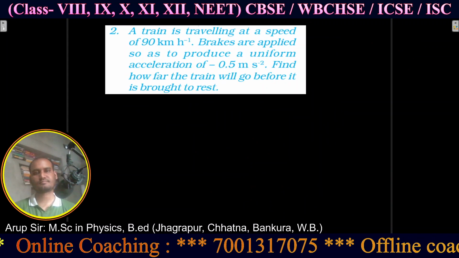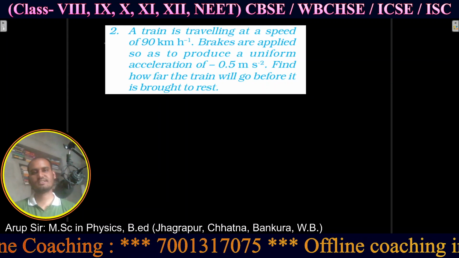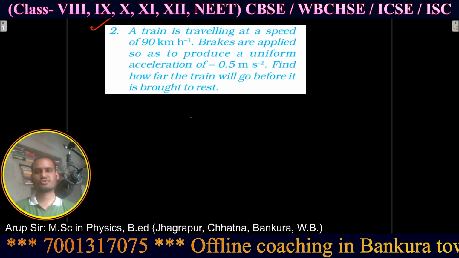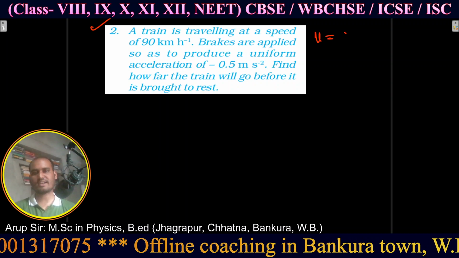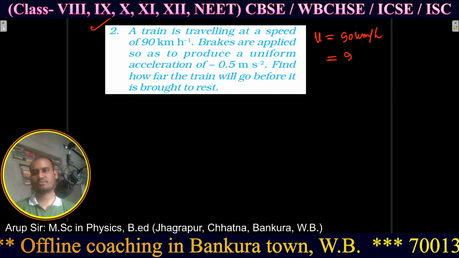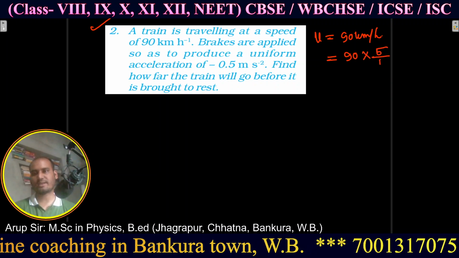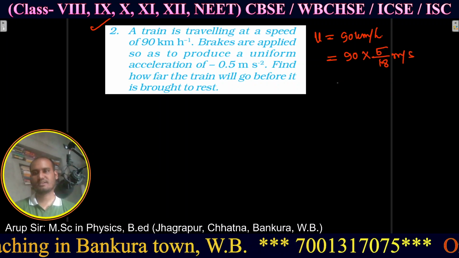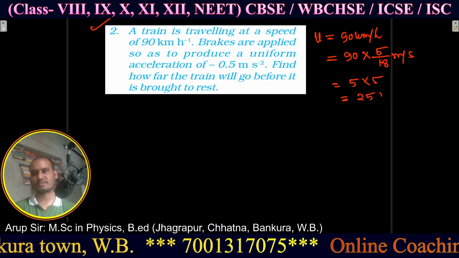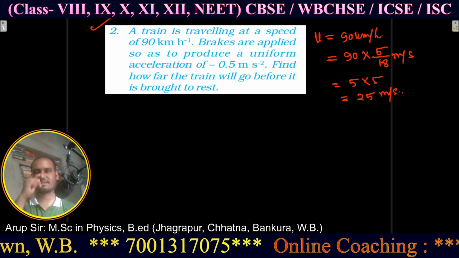Next question is second number question. A train is traveling at a speed of this. So initial speed is given, that is 90 km per hour. Just try to convert it into meter per second. So this into 5 by 18 meter per second. So 5 into 5 means 25 meter per second. This is the initial speed.